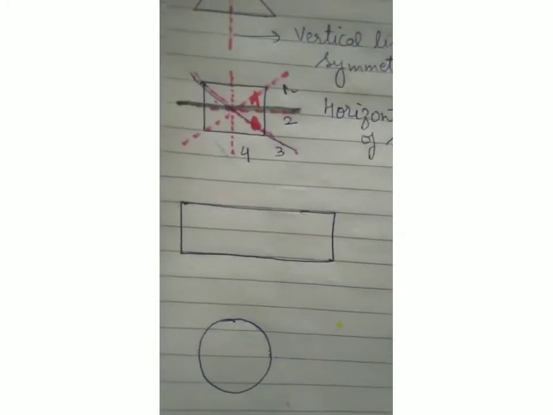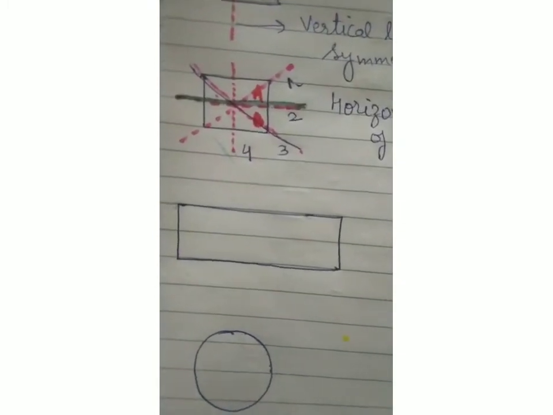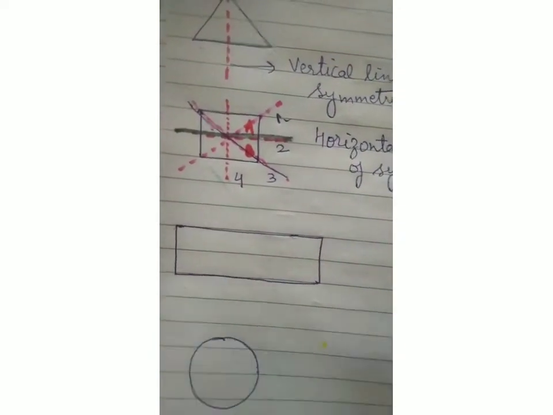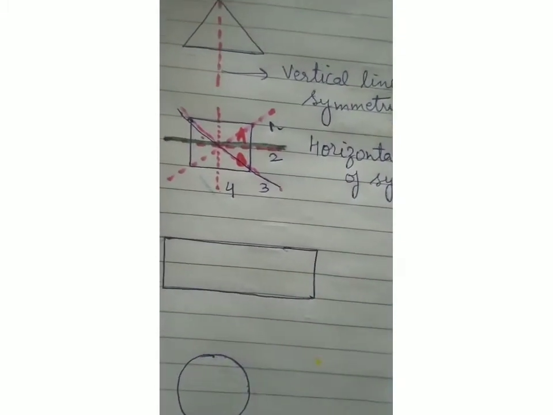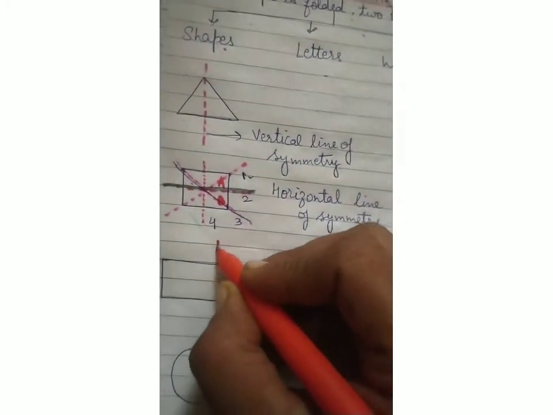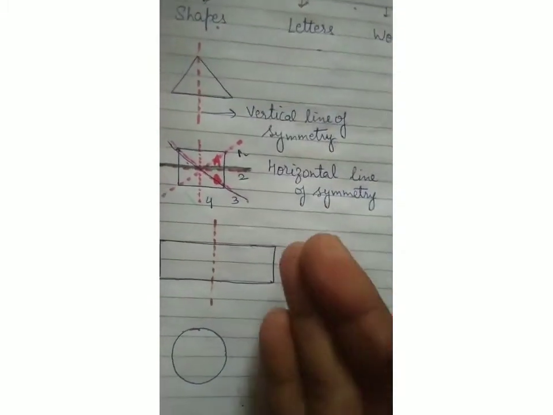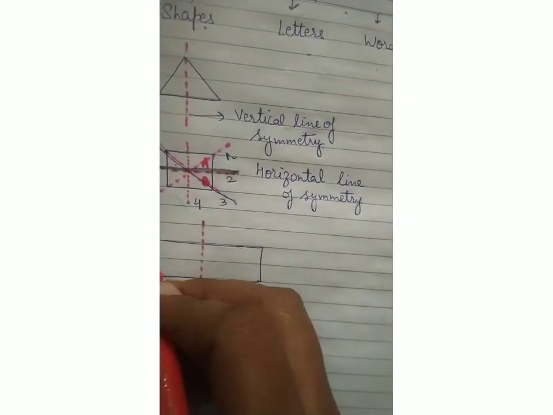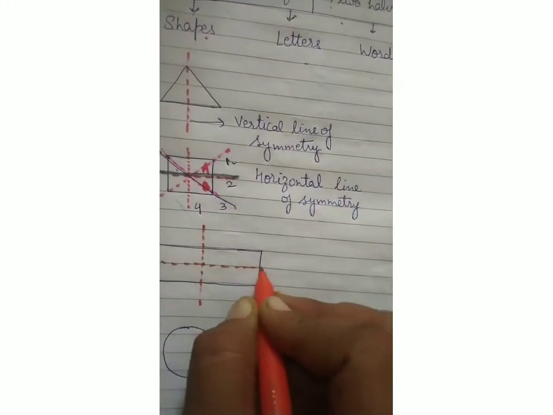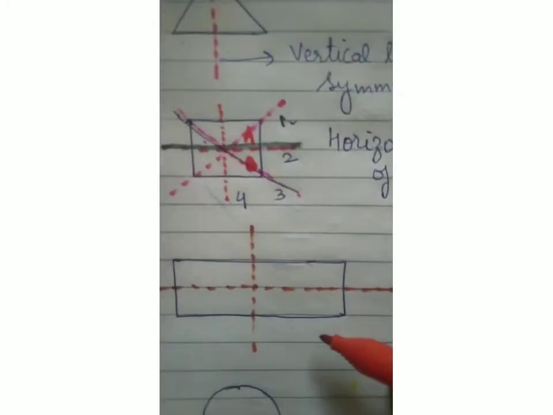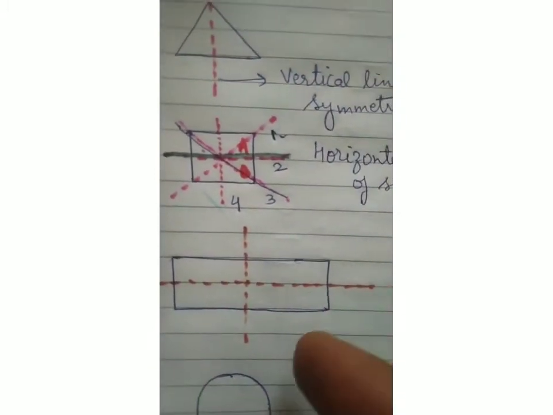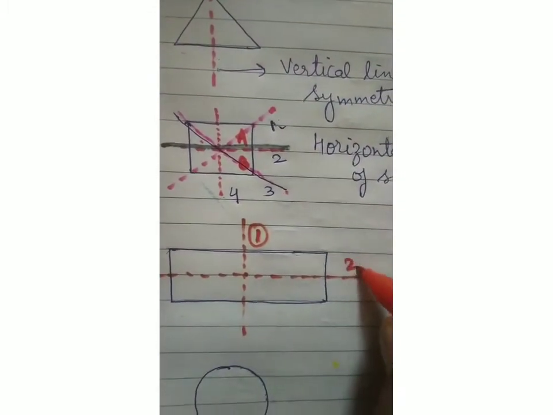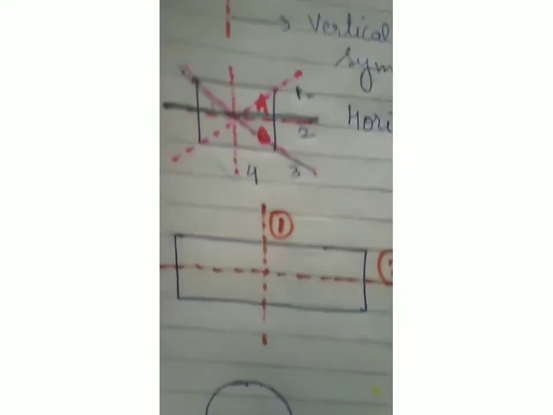Now we will see the rectangle. Here, in the rectangle, if I draw a diagonal line, this will not overlap each other exactly. So if I draw a vertical line, then it can overlap exactly to each other, and as well horizontally. So this rectangle has two lines of symmetry, that is the vertical line of symmetry and the horizontal line of symmetry.